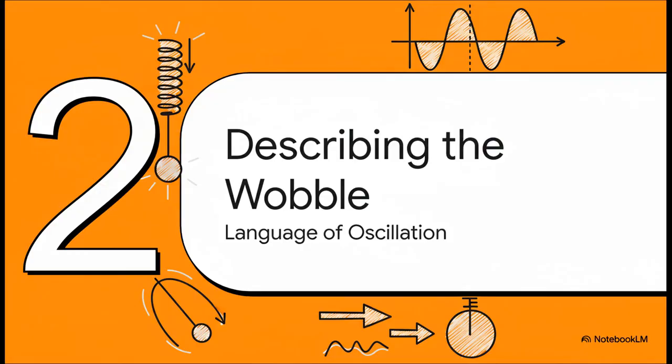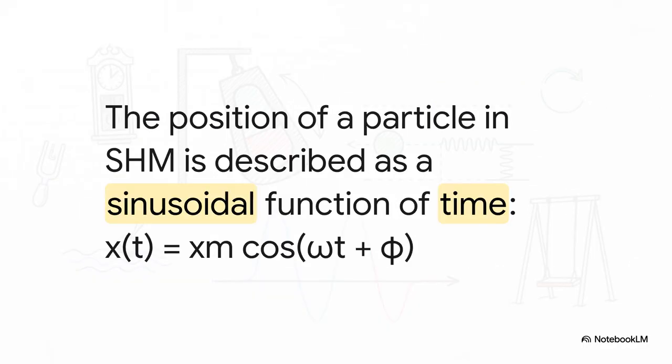All right, now that we've got the basic concept down, it is time to learn the language of this wobble. And you know, in the world of physics, that language isn't spoken in words, it's spoken in equations. Now, I know what you're thinking, a bunch of Greek letters, right? But trust me, this is so much more than that. You should think of this equation as a complete sentence. It tells the entire story of that block's journey through time, all packed into one beautiful, elegant line, and we're going to learn how to read it.